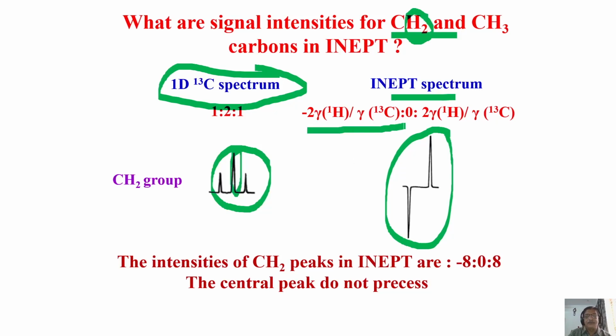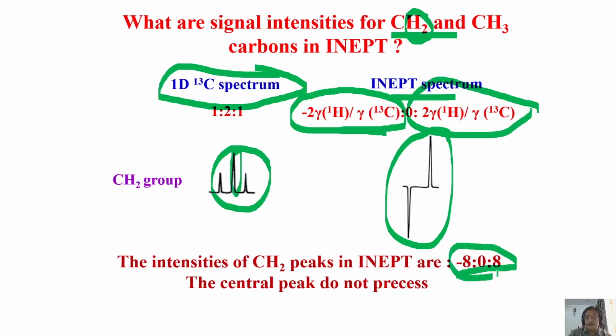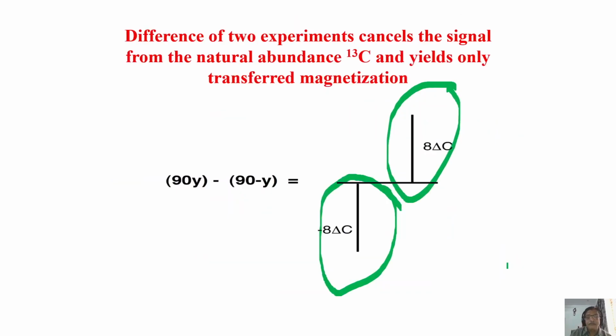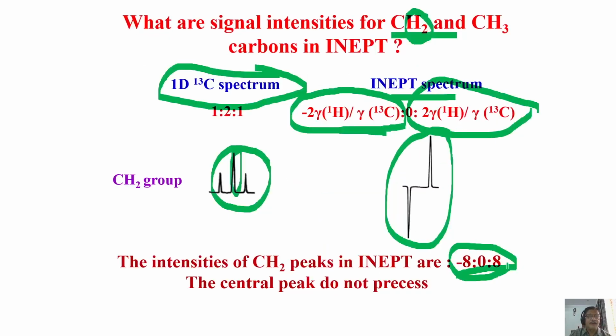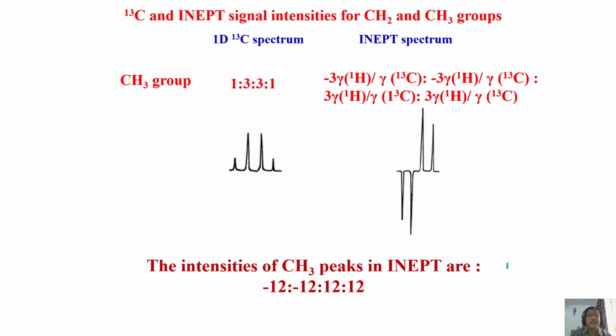Whereas here, this one is the gain of intensity by this ratio. This is the gain of intensity by this ratio. I worked out, if you work out, it turns out to be minus 8 and plus 8. This is exactly what we saw here. So this is the gain we get for the CH2 peak. And what about the CH3 peak?